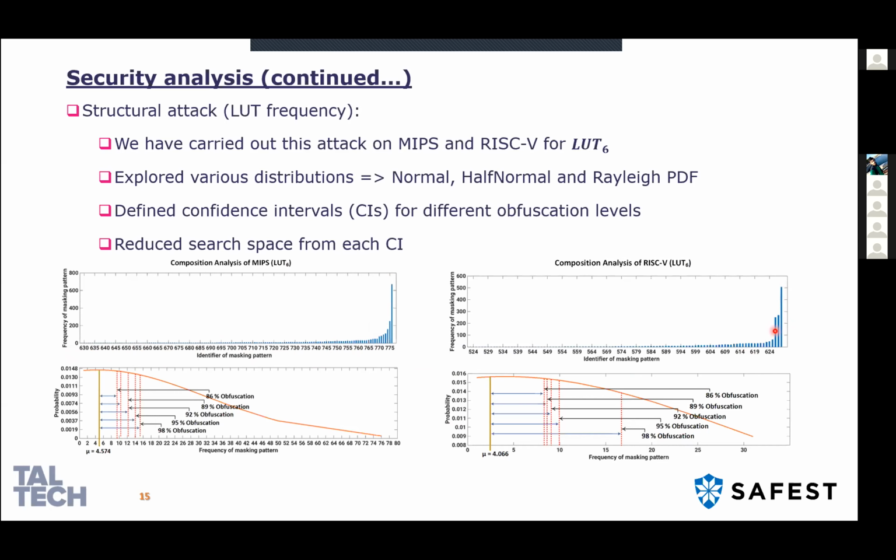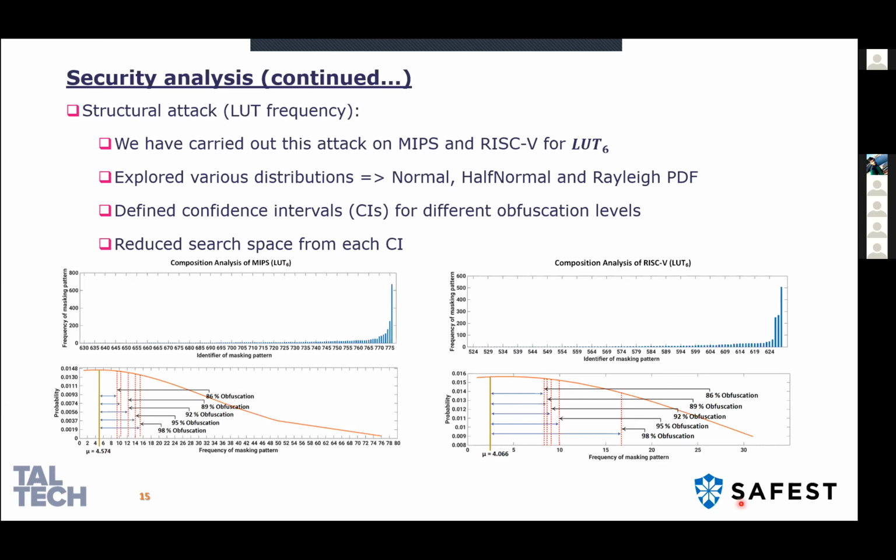And by using the above frequency data, we have plotted the distribution. For the MIPS, we have plotted the distribution and the confidence intervals by varying the obfuscation targets. We can see that once we decrease the obfuscation, the confidence interval also shrinks, and with more confidence, we are leaking more information.